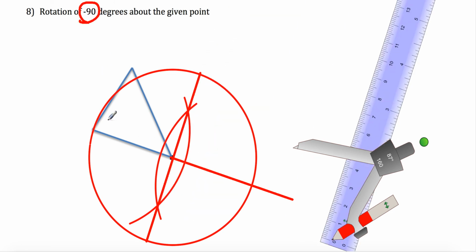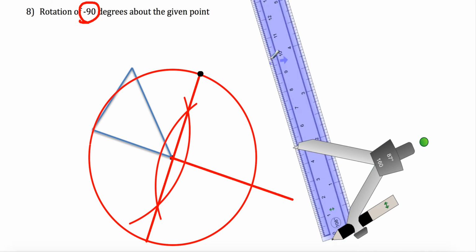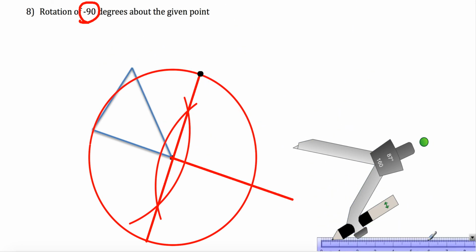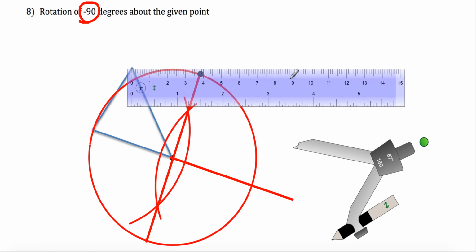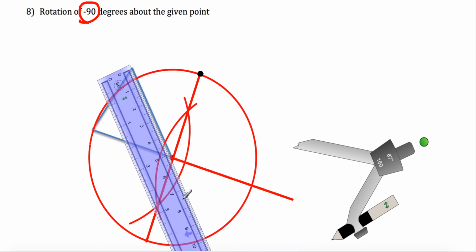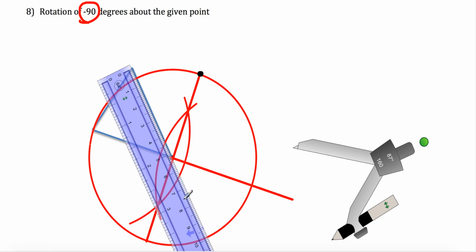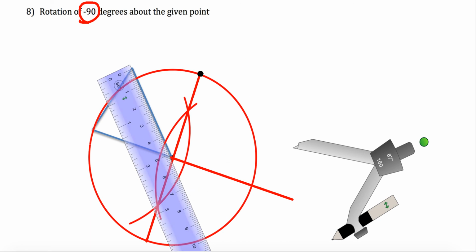So instead of this point going this way, counterclockwise, we're going to go clockwise. So this point will now be reflected on that plane. That point. Let's go for the next one. And I'll use the green.